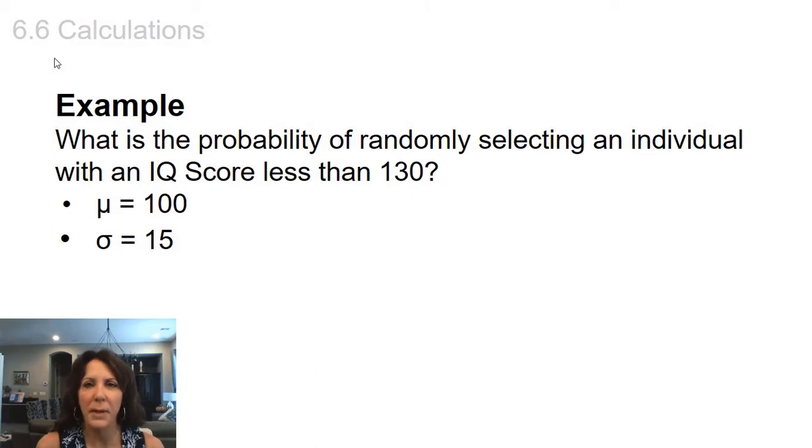What is the probability of randomly selecting an individual with an IQ score of less than 130? And we need some information to be able to figure this out. The mean is 100 and the standard deviation is 15. So the very first thing we need to do is find the z-score. Let's do that.